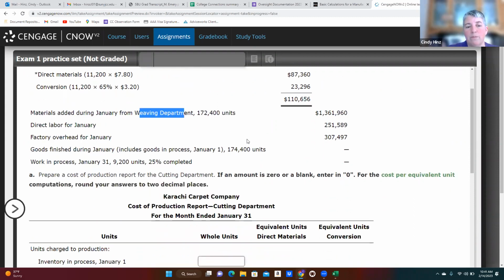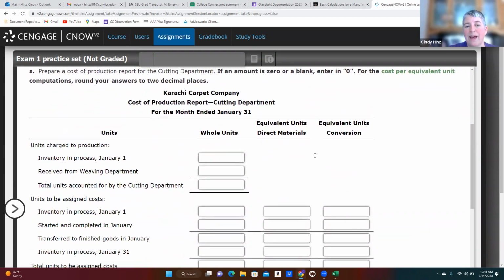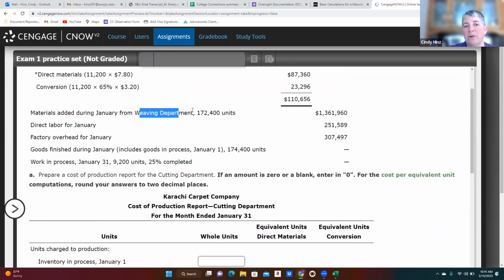And the cost of production report that we have here is going to be just for one department. So this is the cutting department. The weaving department would also have its own separate process cost report.